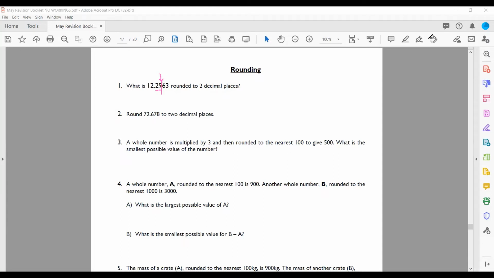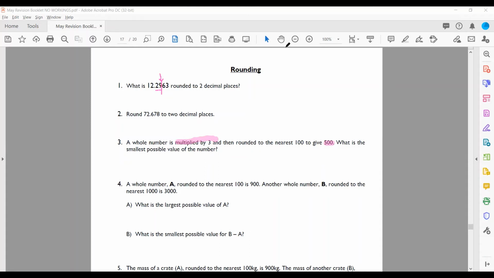Now, question 3 is less straightforward than questions 1 and 2. This is kind of reasoning and real problem solving. So a whole number is multiplied by 3 and then rounded to the nearest 100 to give 500. What is the smallest possible value of the number? So the smallest possible value of the number will be the smallest number multiplied by 3 that you would round up to 500. So it's going to be in the 400s.